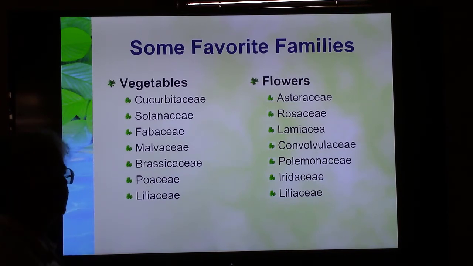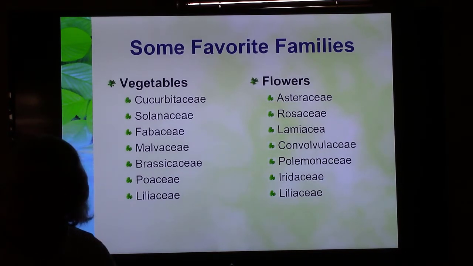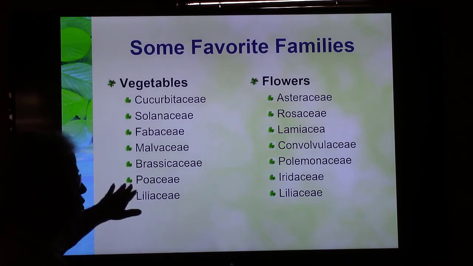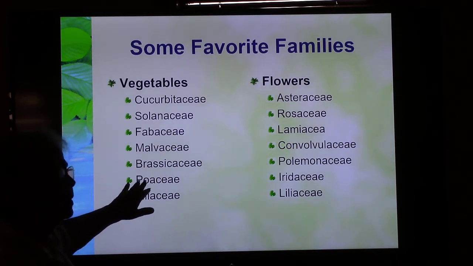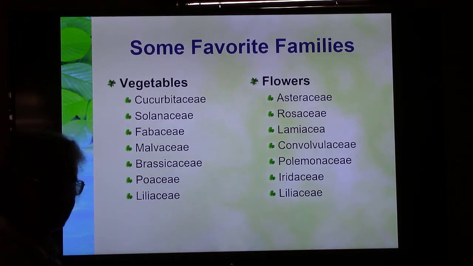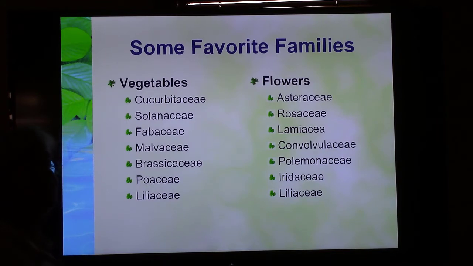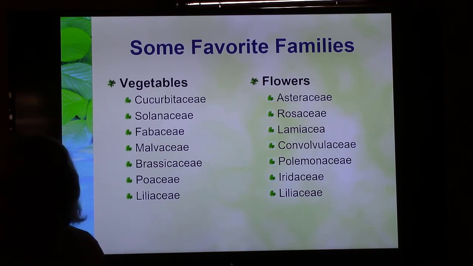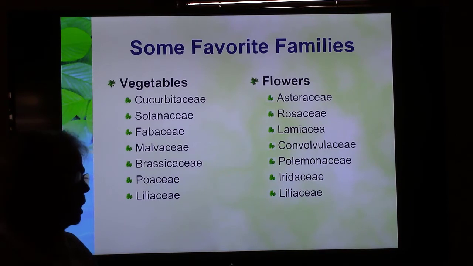Poaceae, all right, that's another name change. Used to be called Gramineae. So that's grains. So in your vegetable garden, what do we grow from the grass family? Corn. Yeah. Liliaceae. The lilies in your vegetable garden, that's your onions. And your garlic.